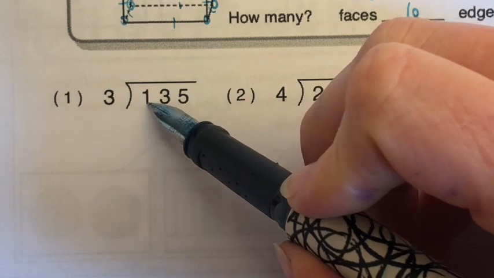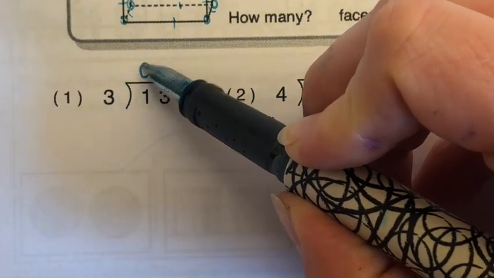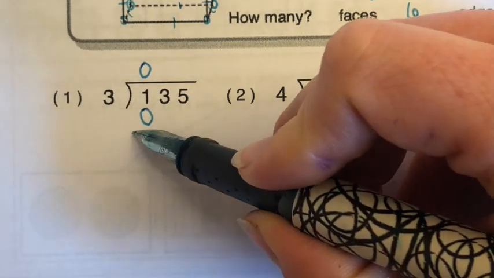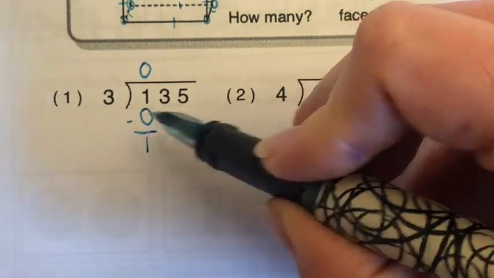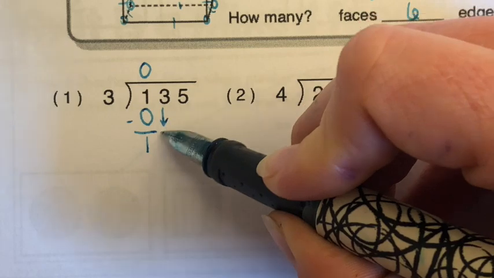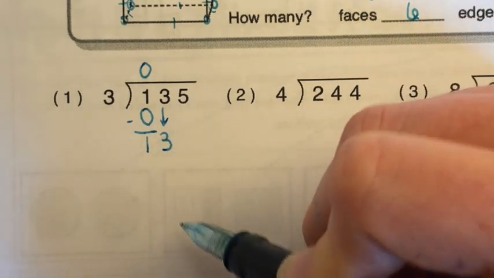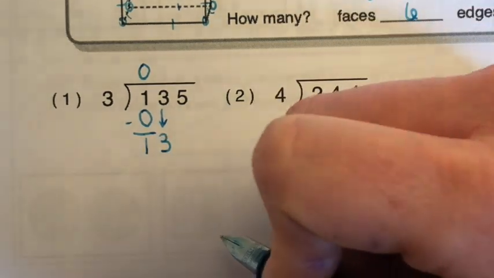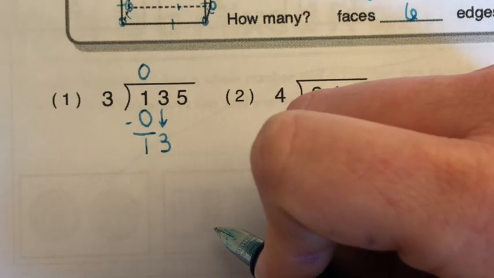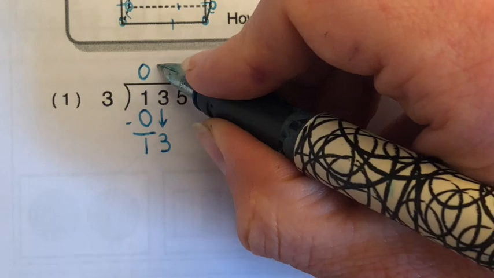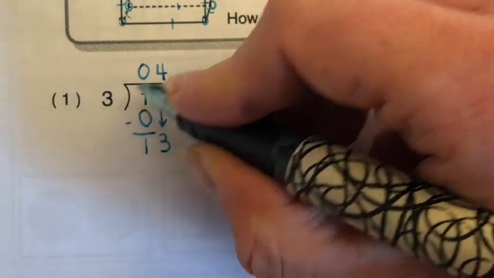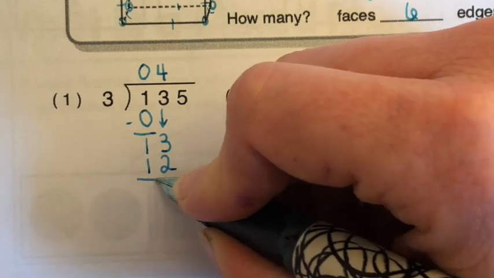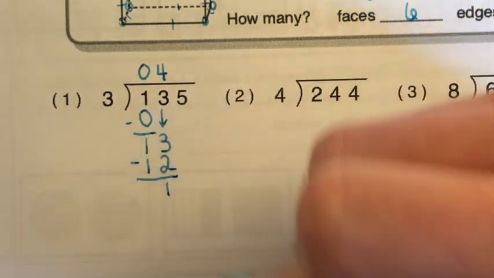So 3 goes into 1 0 times. 3 times 0 is 0. Now I subtract to find my difference of 1. I bring down this 3. Now I have 13. 3 goes into 13 how many times? We'll think 3 times 4 is 12. So it's going to be 4 times. 3 times 4 is 12. I'm going to subtract to find a difference of 1.